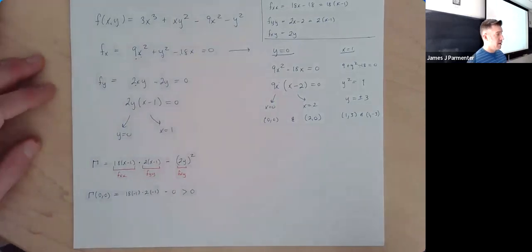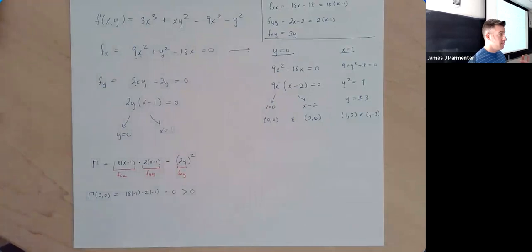So it's positive means we have what? No, it doesn't. Gamma being positive only means you have a maximum or a minimum.